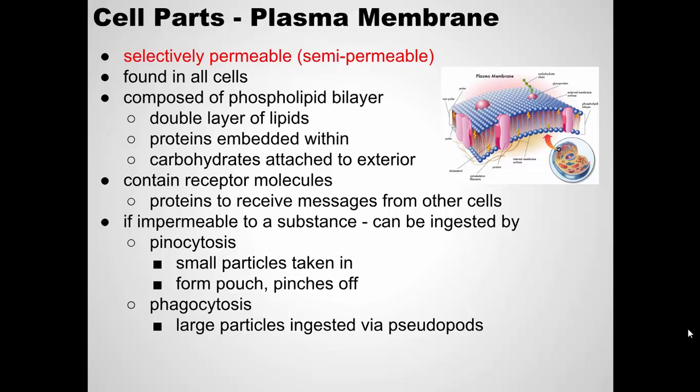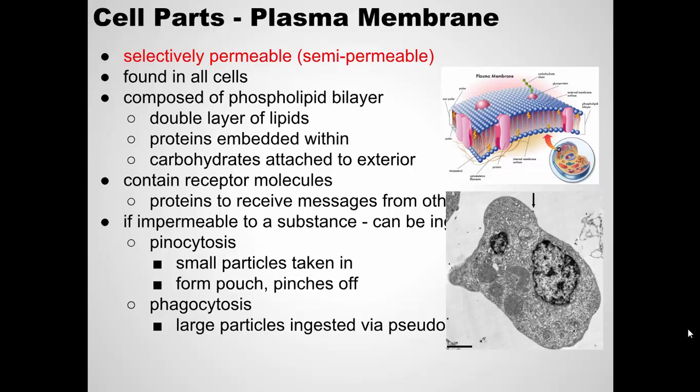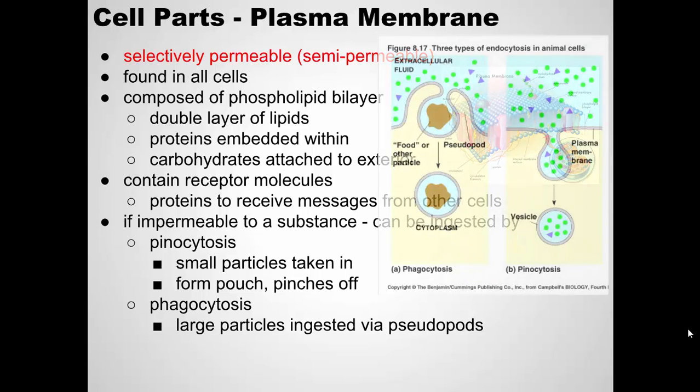Now this cell membrane is often impermeable to certain substances. They can't just pass right through and diffuse through. So there are other ways of materials getting into and out of cells. One of them is called pinocytosis. Here it just shows the cell membrane, this thin layer. So pinocytosis is often how small particles get into the cell. It's shown on the right here.